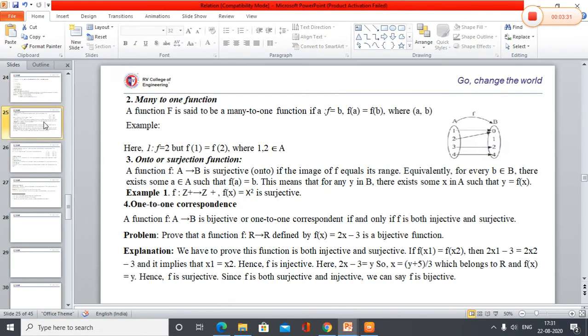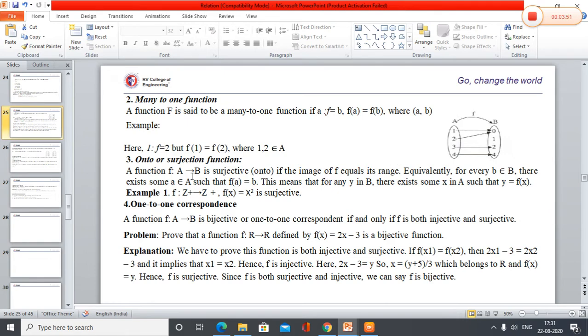Now the second type of function is the many-to-one function. Many-to-one function means many elements of A have the same image in B. In this example we can see that 1 and 2 are different elements and they have the same image 0 in B. So this is called a many-to-one function.